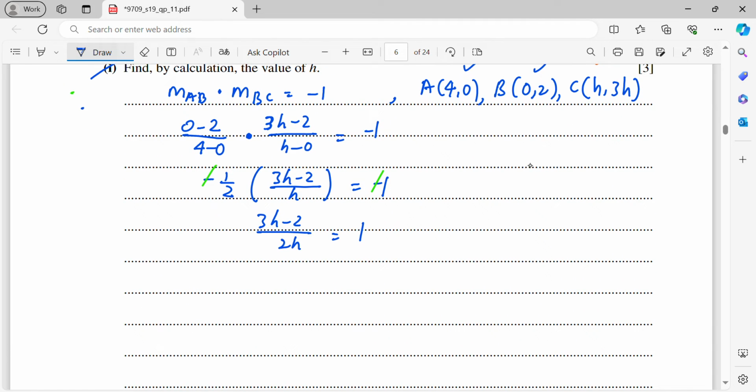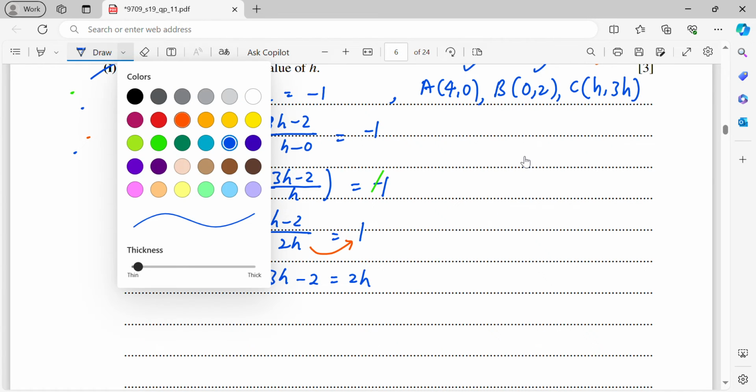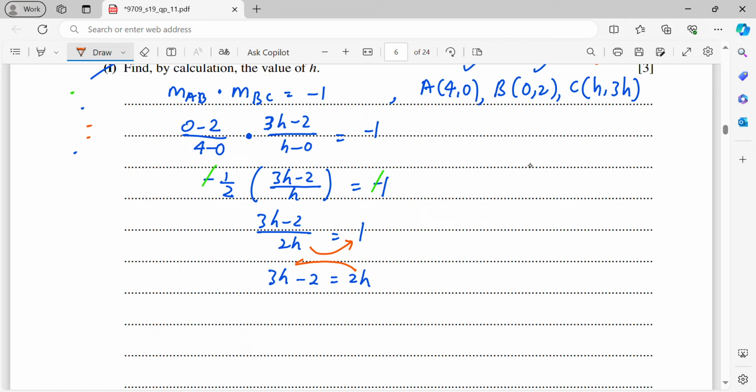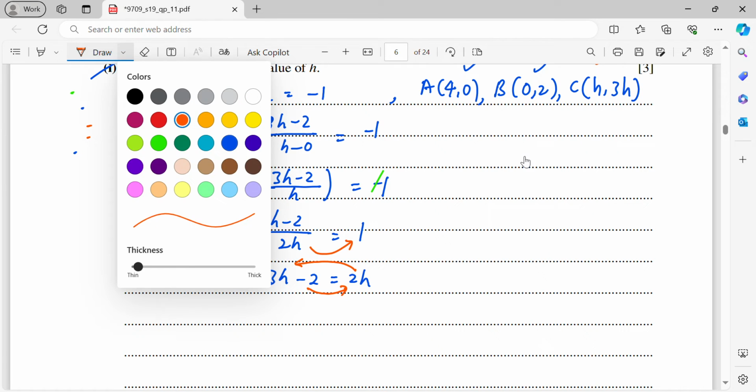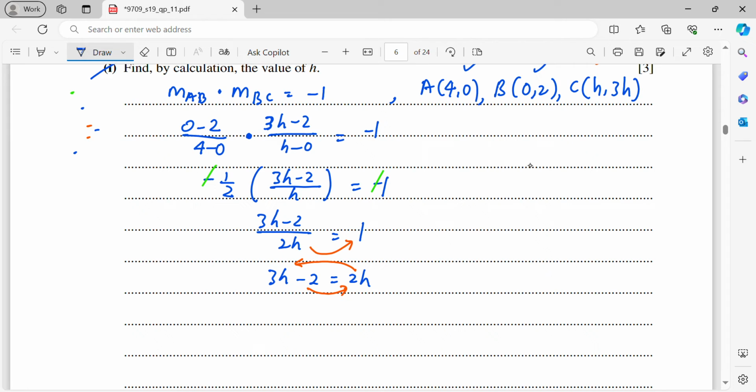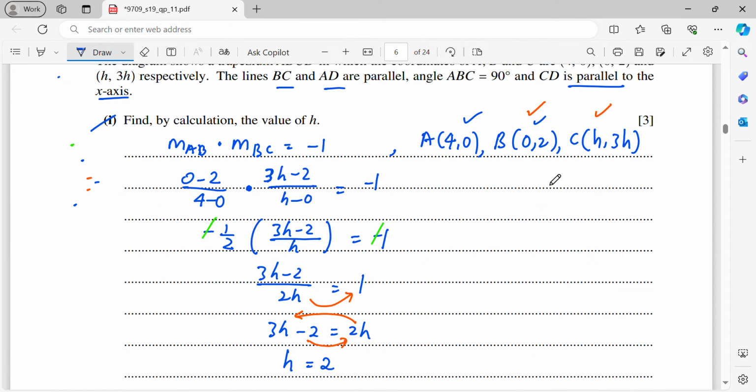And then from here, I can just multiply. Okay, move the 2h to the other side, because my purpose is to find the h. Therefore, here you will be getting 3h minus 2 equals to 2h. Now, to get the h, this 2h move to left side, and the minus 2 will be moved to right side. So therefore, I will be getting 3h minus 2h, which is 1h, and then the minus 2 will move to right side, that is positive 2. So done for the h.